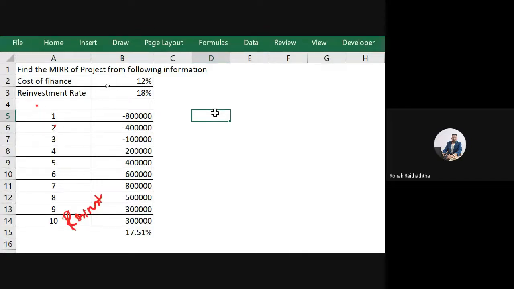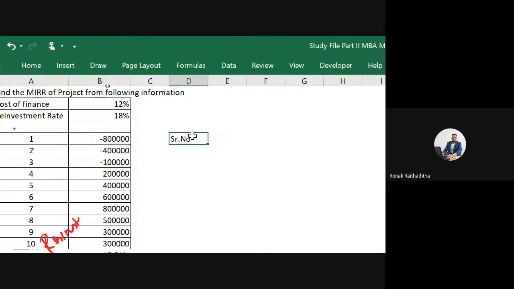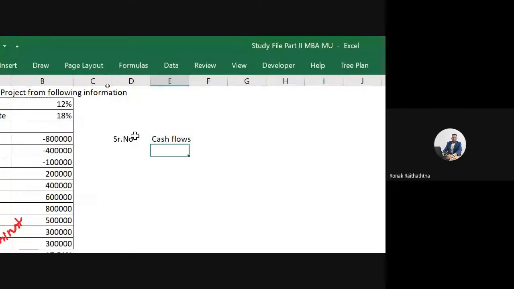I am writing it in Excel. You may write it on your paper. I am not writing with this pen now. So serial number. Then you will require the cash flows. Now you may take positive and negative both together. We will consider it later on.